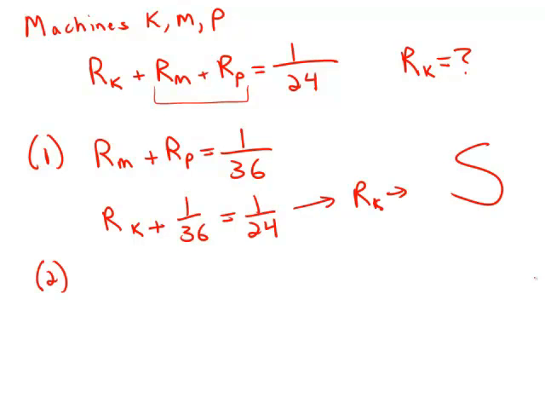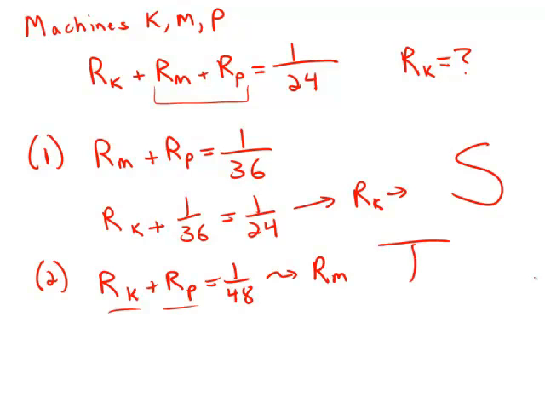Forgetting statement number 1, now we move on to statement number 2. Considering that alone, we're told that when K and P work together, the task is completed in 48 minutes. So adding the rate of K plus the rate of P, we get 1 over 48. Well, through a similar analysis, we'd be able to solve for the rate of M here, but we have no way to distinguish the rate of K from the rate of P. We know what they are when they're added together, but we have no way to determine what contribution K makes and what contribution P makes. And so this statement by itself is insufficient.